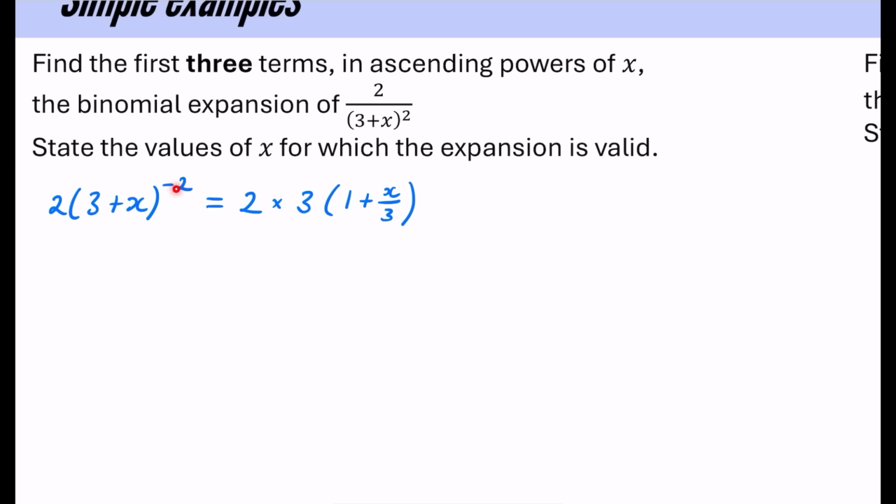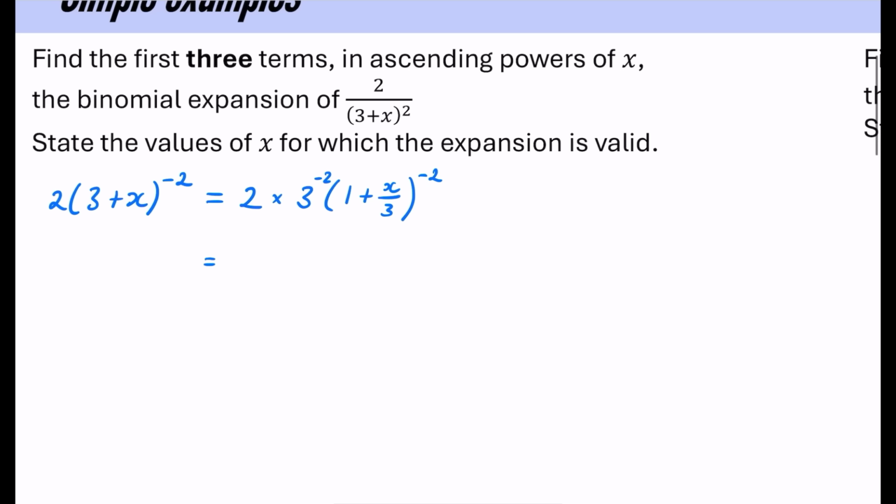Now because there's a power of minus 2 here, that is actually going to apply to the 3 and to this bracket as well. So there's going to be a minus 2 here and a minus 2 here. So what I need to do for this first part is multiply the 2 by the 3 to the power of minus 2. Well, 3 to the power of minus 2 is a ninth, and we're multiplying that by 2, so it's going to be 2 ninths. And now we can actually get on with doing the binomial expansion part, which is my (1 plus x over 3) to the power of minus 2. So I'll put this 2 ninths at the front, and now we'll get on with the expansion.